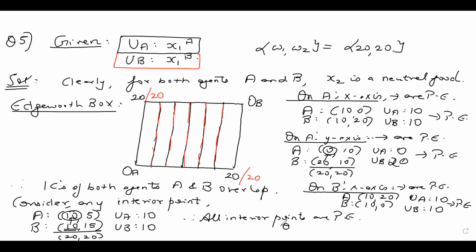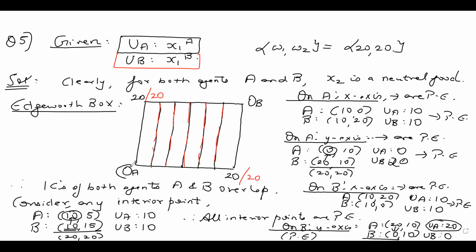Similarly, on B's y-axis, if I take a point, suppose B has (0, 10), how much will A have? (20, 10). The utility which A gets is how much? 20. The utility which B gets is 0. Again, you can't make A better off because A is anyway getting the maximum utility. If you try to make B better off, A needs to give some units of X1 to B, but that would make A worse off. So again, Pareto efficient. All points on B's y-axis are also Pareto efficient.